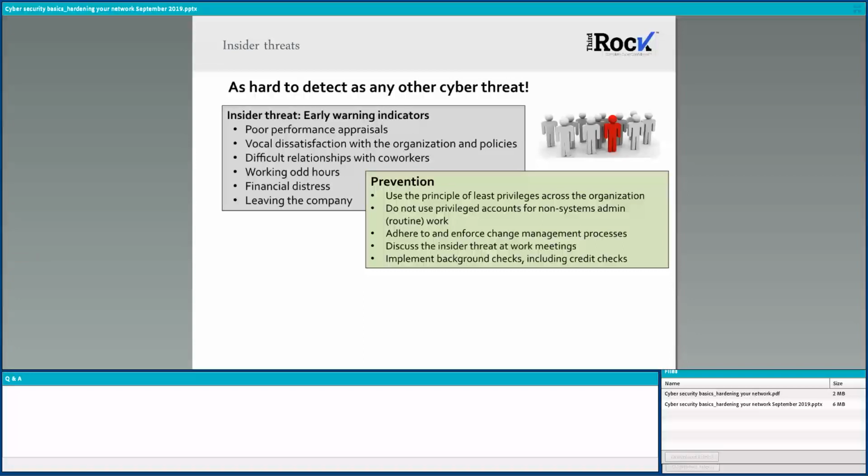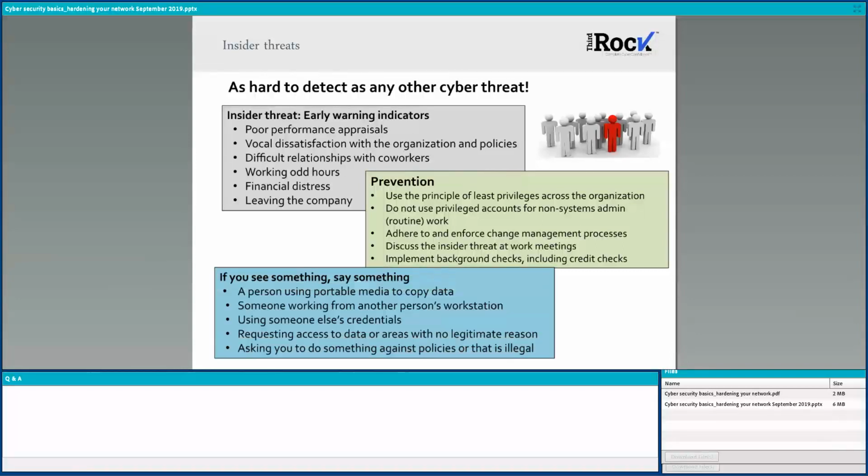Discuss insider threats at work meetings. Make it known that it's okay to bring up these issues, and also implement good background checks. One of the leading indicators of an insider threat is a credit check, by the way. And then the last thing is, if you see something, say something.